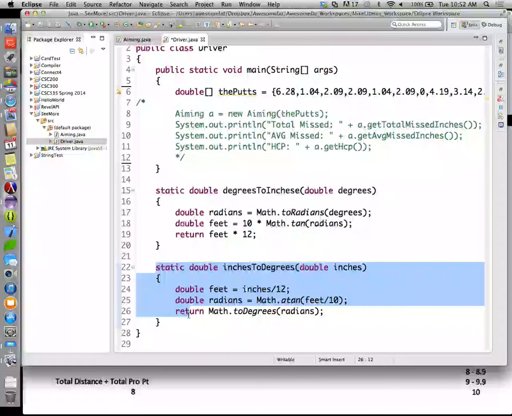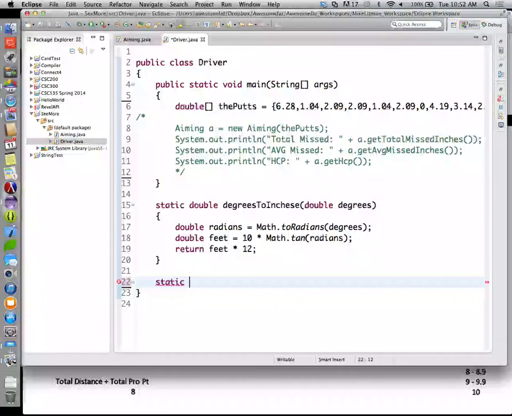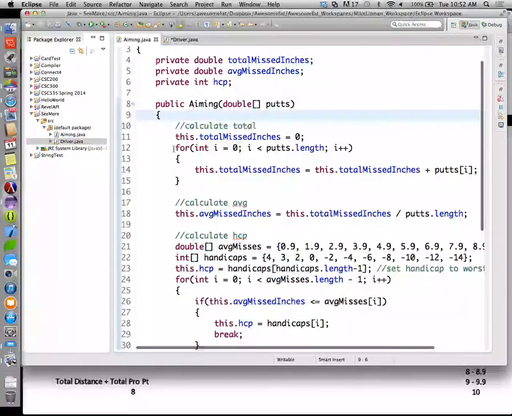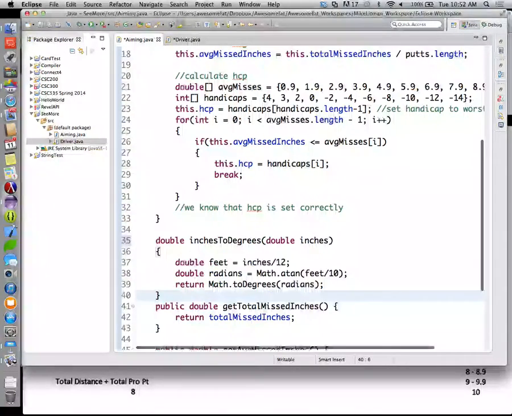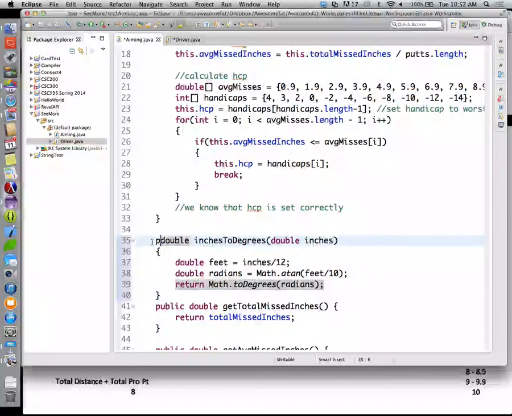We're going to need this function inside of aiming to convert those to degrees. So I'll go ahead and put this down here. We'll make it a private function.